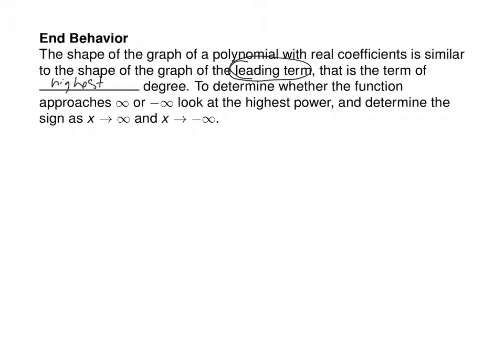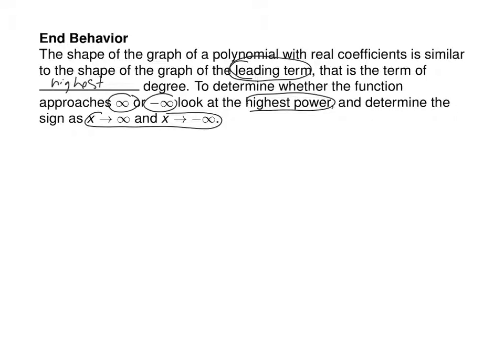So what we're going to do is figure out whether the function approaches either positive infinity or negative infinity. We're going to look at the highest power, and figure out what the sign of that term is as x goes to positive or negative infinity. The first thing I think you should do when you see a polynomial is rearrange the terms so the biggest power is first and the smallest power is last.